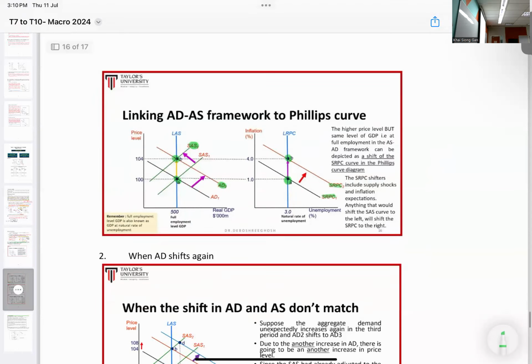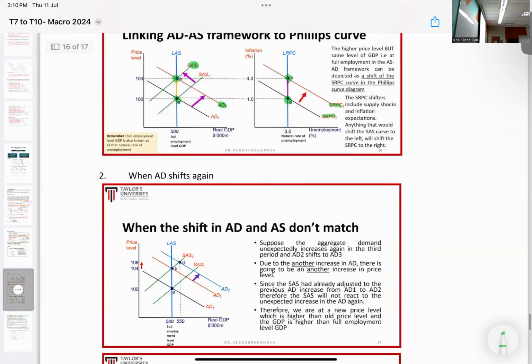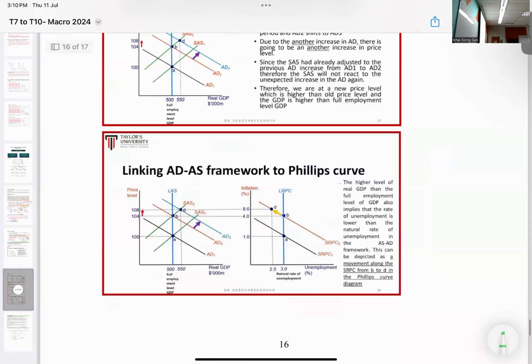Now, let's say the AD and the SAS do not shift proportionally. For example, in this scenario, let's say the AD curve shifts more, but the SAS curve remains the same.